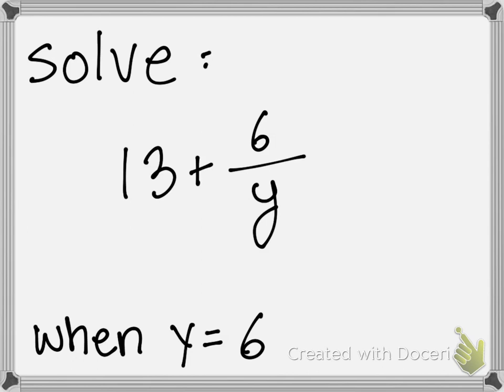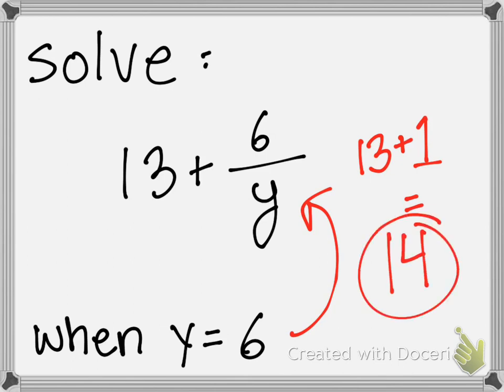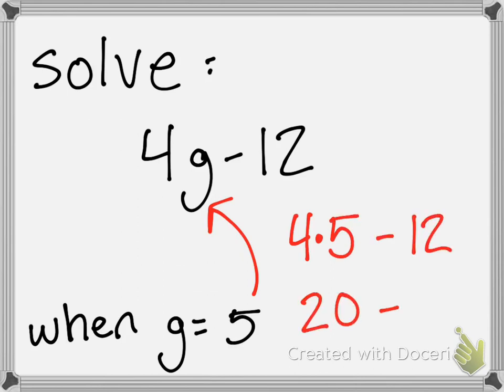So, if we solve this, 13 plus 6 over y, we plug this in. We're going to get 13 plus 6 over 6. Whenever a number is over itself, we know that it's going to be equal to 1, which means our answer is 14. Here again, all we do is plug in. We plug in the 5. It makes it 4 times 5 minus 12. That's 20 minus 12, which is equal to 8.